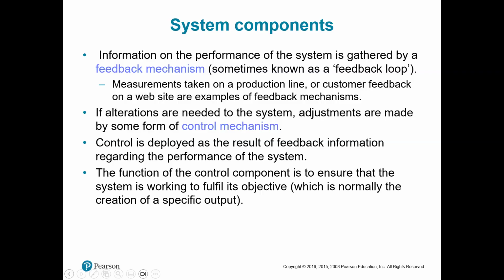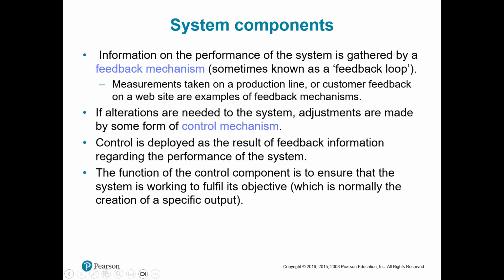So if alterations are needed to the system, adjustments are made by some form of what? Control mechanisms. Or what are controls? Control is deployed as the result of feedback information regarding the performance of a system. So now we need to bring in some controls to ensure that the feedbacks that we are receiving, we are able to resolve all those feedbacks and provide better services. All right. So the function of the control component, or the control mechanism, is to ensure that the system is working to fulfill its objective, which is normally the creation of a specific output.